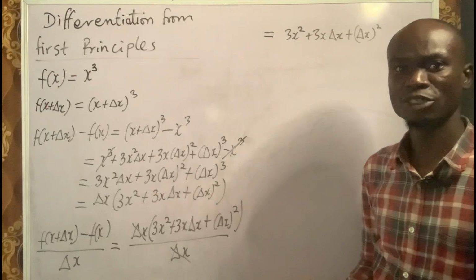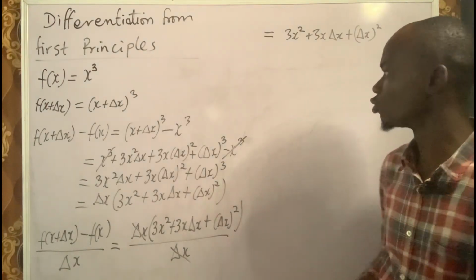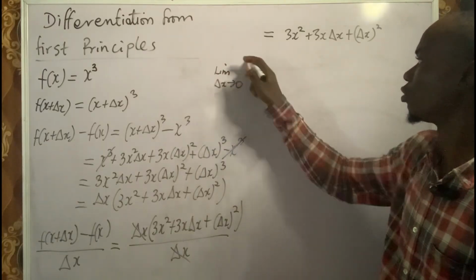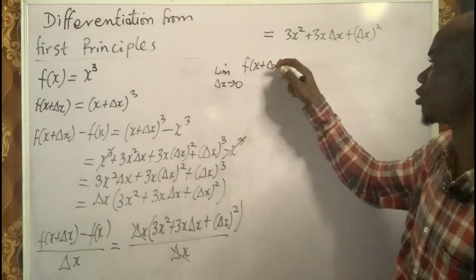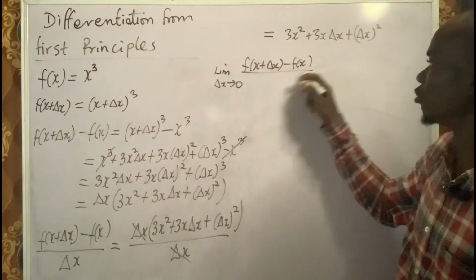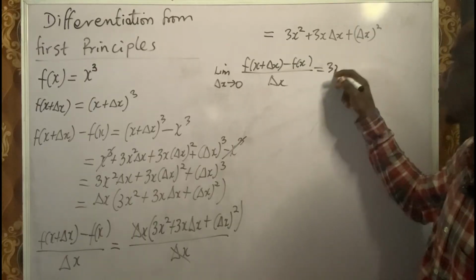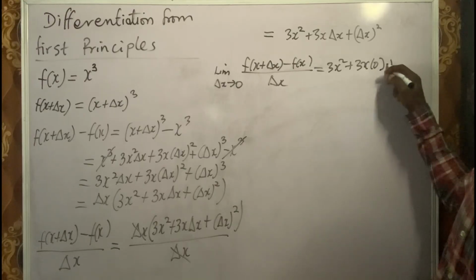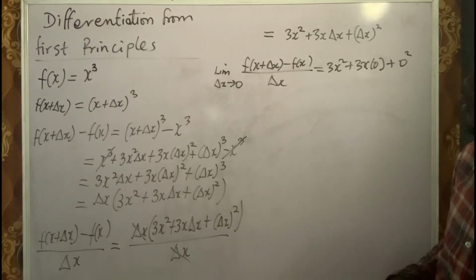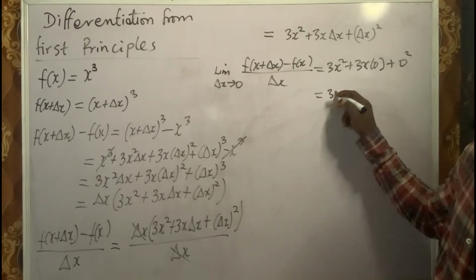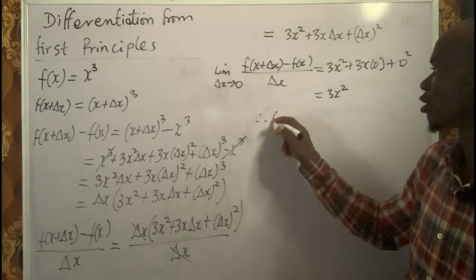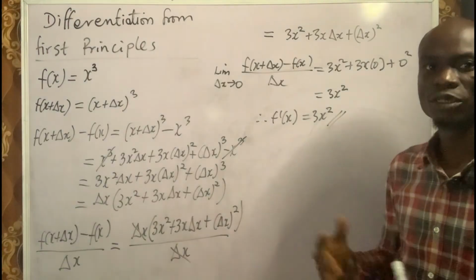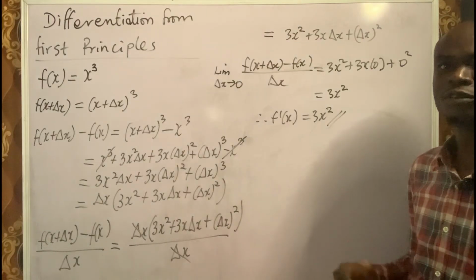So the next step as usual is to take the limit as Δx tends to 0. So let's do that. So limit as Δx tends to 0, [f(x + Δx) − f(x)] / Δx becomes 3x² + 3x times 0 plus 0 squared. Okay, so what is left now is 3x². That means f′(x) is 3x². You see? So that's how you solve problems that involve x cubed.